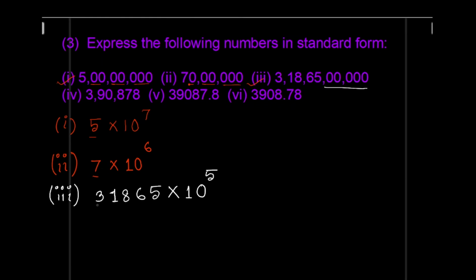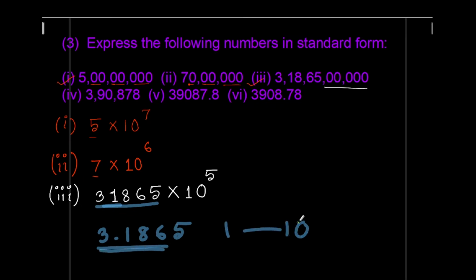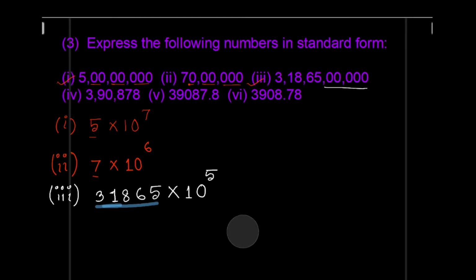Now your duty is to convert this number into a decimal that will lie between 1 and 10. So how can we convert? If the number will be 3.1865, then only it will lie between 1 and 10. Yes, so our duty is to convert this number into this.